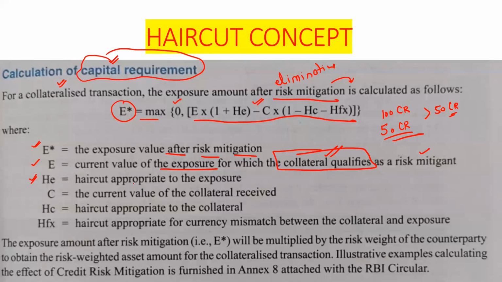HE is basically the haircut appropriate to the exposure. C is basically the current value of the collateral received, that is here 50 crore. HC is how much haircut we have applied on the collateral. Clear? Haircut appropriate to the collateral.